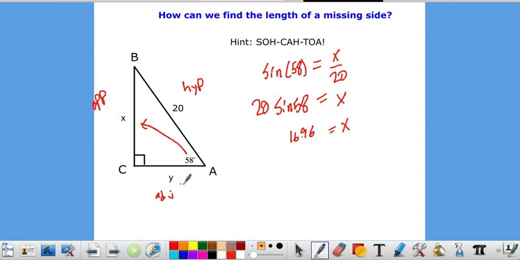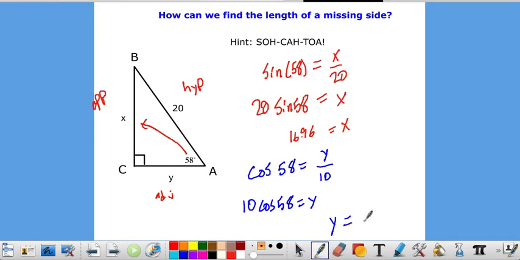To find y, we'll do the same thing, only now we'll use the adjacent side and the hypotenuse, which is cosine. So cosine of 58 is equal to the adjacent side y over the hypotenuse. To get y by itself, multiply by 20. And then finally, just plug this into the calculator and call it good. 20 times cosine 58 is equal to 10.60.